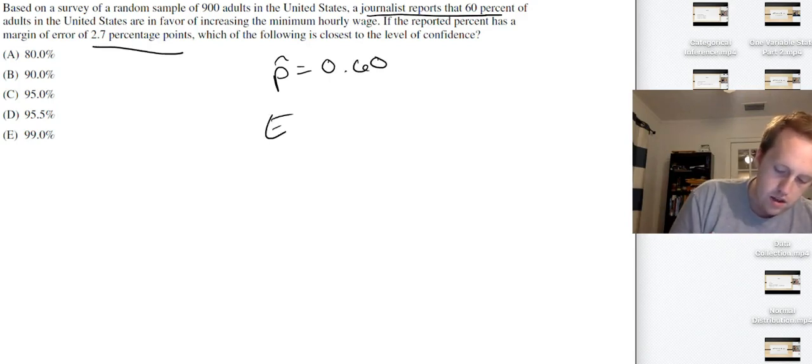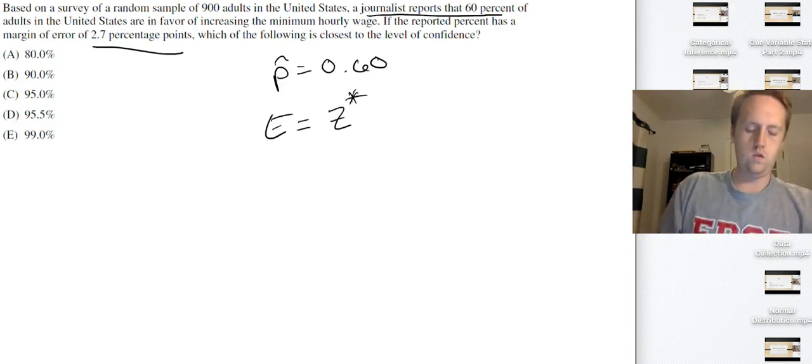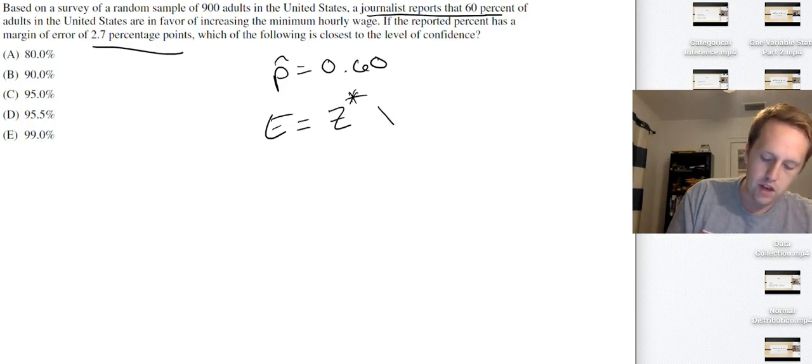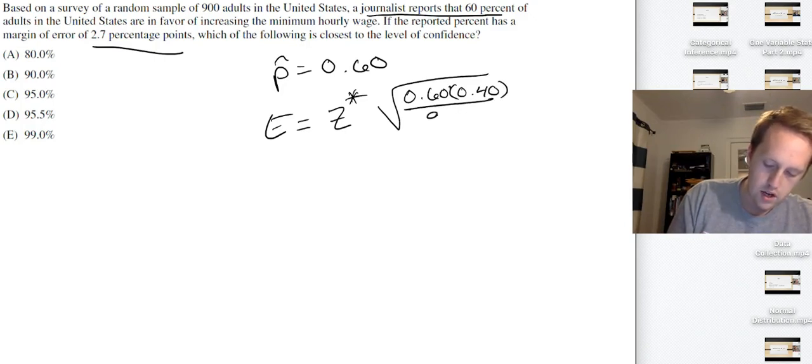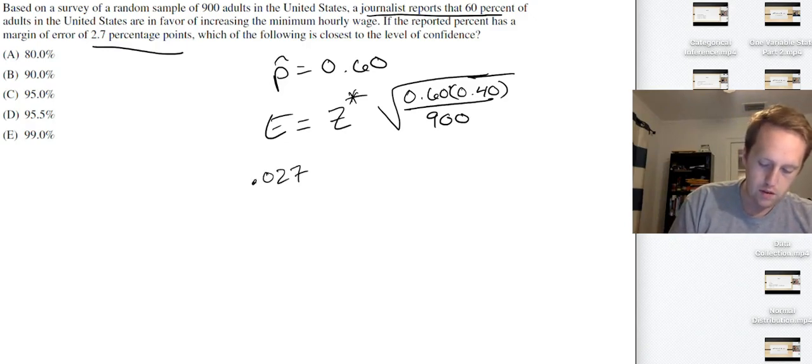So error is equal to, for proportions, some critical z star, and then we're going to need the standard deviation. So that's going to be 0.60 for us times 0.40 over 900. Right? So that is the formula. We don't know the z star. However, we can figure it out. So the error was 0.027.